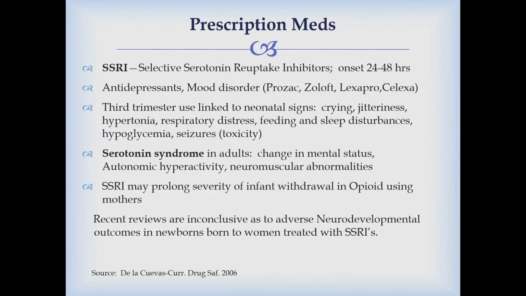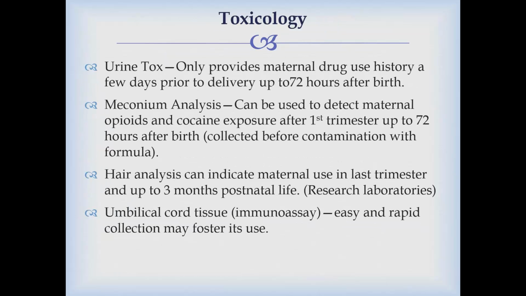The toxicology that is most commonly performed is urine toxicology in the infant, which may provide information a few days up to delivery and 72 hours after birth. Meconium analysis can be used to detect maternal opioids and cocaine exposure after the first trimester and up to 72 hours after birth. Hair analysis can indicate maternal use in the last trimester and up to 3 months postnatal life. And umbilical cord tissue is fast becoming an easy and rapid collection to foster its use as well.